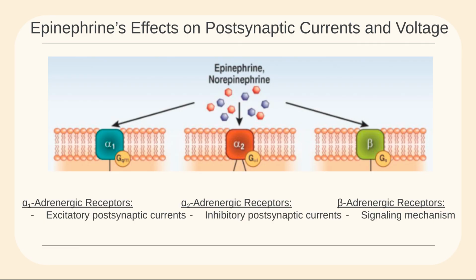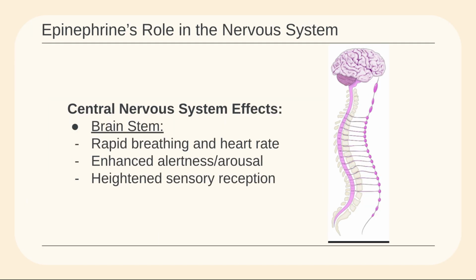Activation of the alpha-1 adrenergic receptors also modulates synaptic transmission by increasing the frequency of excitatory postsynaptic currents. Alpha-2 adrenergic receptors act as autoreceptors to inhibit epinephrine release. By activating the adrenergic receptors, epinephrine influences functions like food and water intake, respiration, blood pressure regulation, and thermoregulation during a fight or flight response.